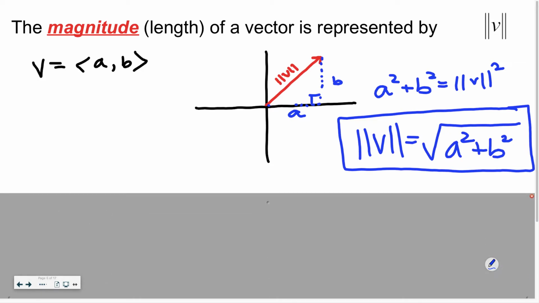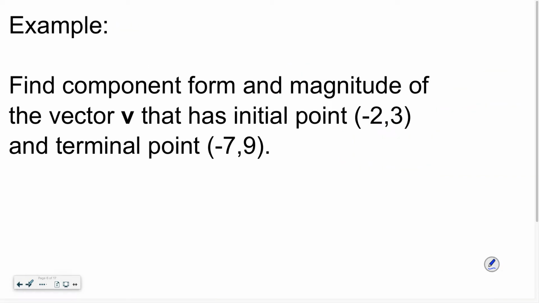Okay, so let's look at that example off to the right of the component and magnitude that we just wrote down. We have an example where we have negative 2, 3 and negative 7, 9. So our initial point is negative 2, 3, and our terminal point is negative 7, 9. We don't even have to graph this. What we care about is what its component form is. And for component form, which order do we subtract things? Terminal minus initial.